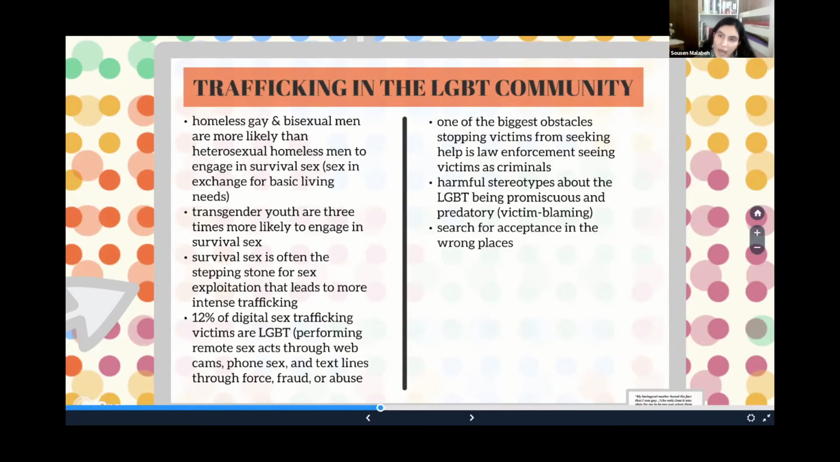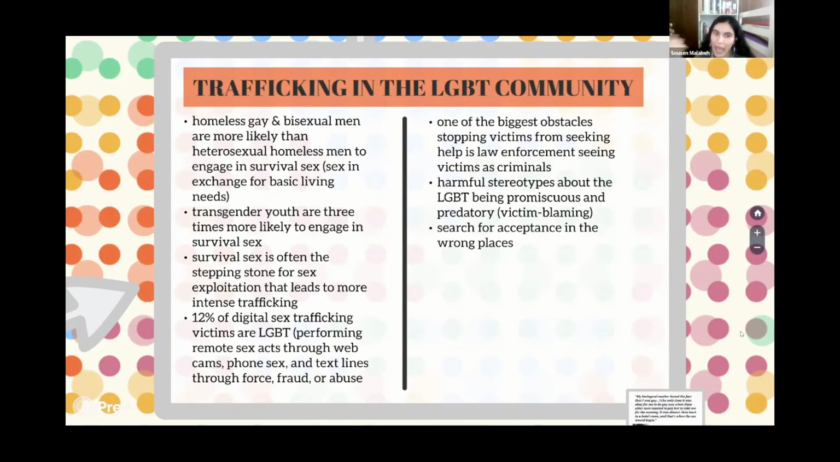Also, on top of that, there is a hidden form of trafficking called digital sex trafficking. It's a lot more hidden. It's basically when LGBT youth are forced into doing things online, such as phone sex, texting lines, and remote sex acts done on the computer and through websites. This is really easy to hide because you're not outwardly seeing it, and it can be done in a bedroom and no one can know about it.